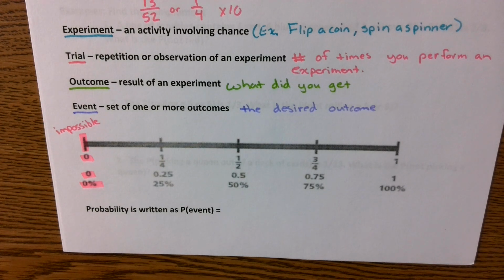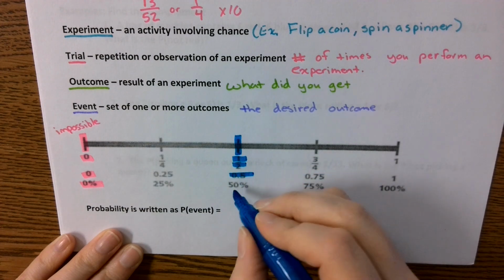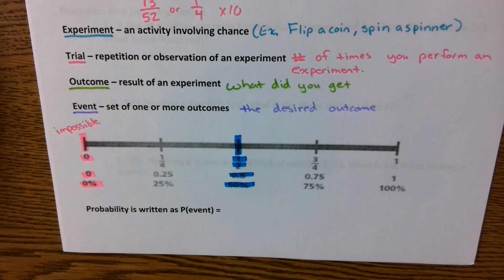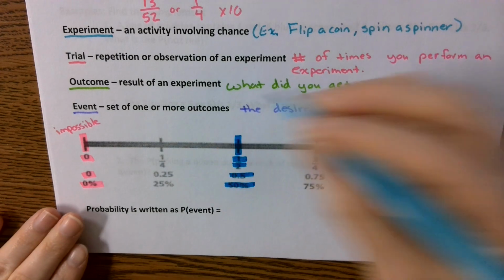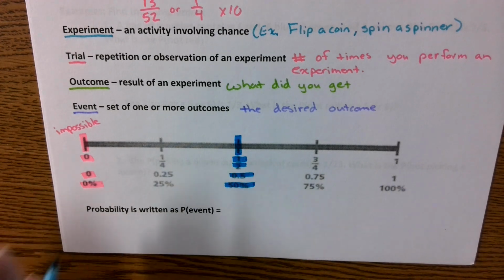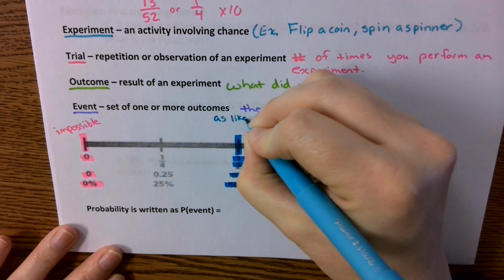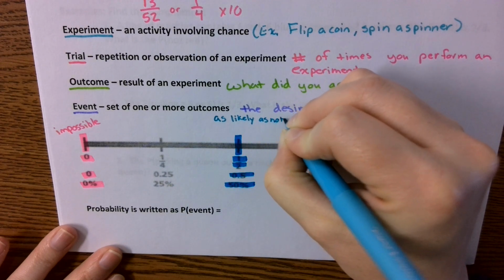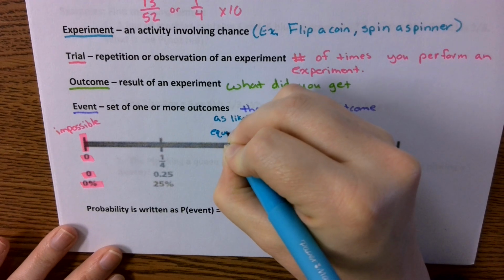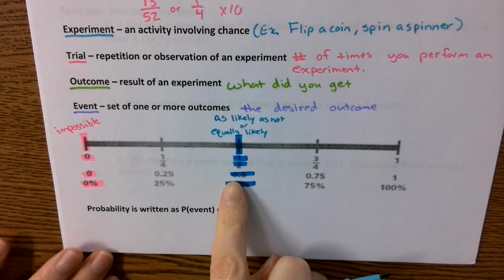Right in the center, at 1/2 or 0.5 or 50%, we call those equally likely outcomes, meaning that half of the time it can happen and half of the time it does not. So it's also known as the as likely as not. It's just the same chance of happening as it is to not happen. So I'm going to write both of those terms down. As likely as not, or equally likely. Those are the terms that we deem 50%.